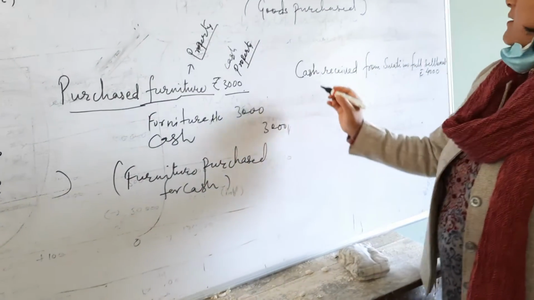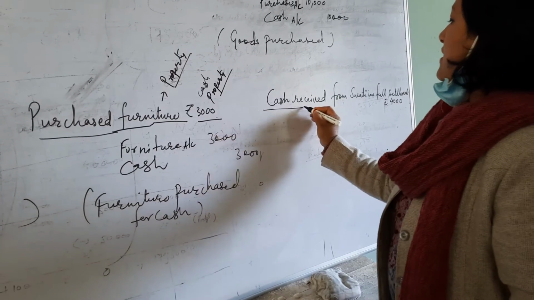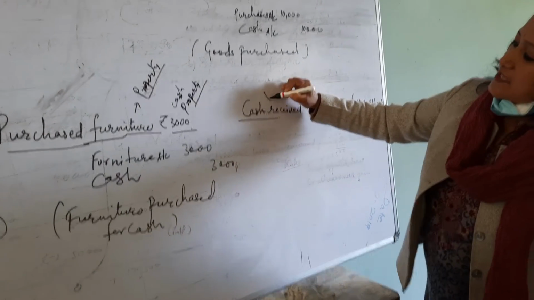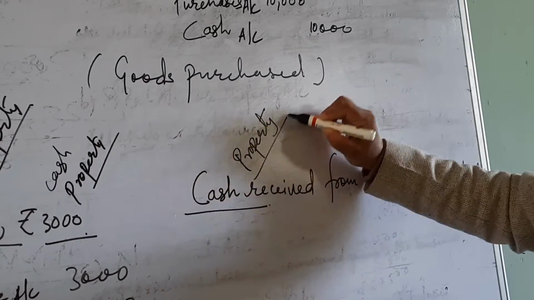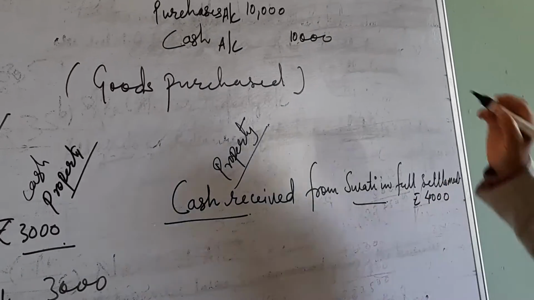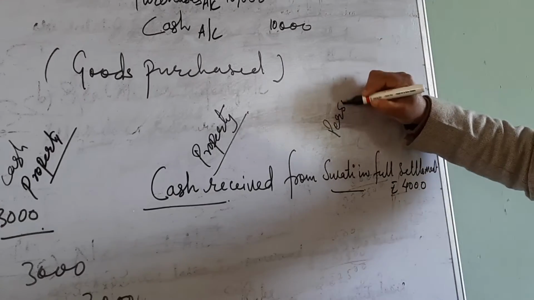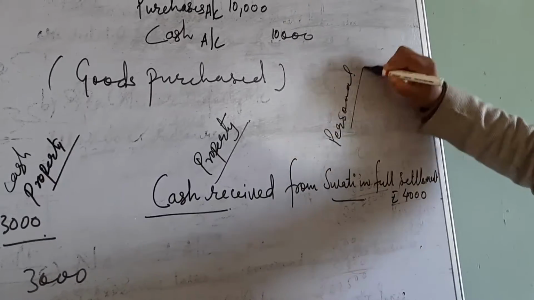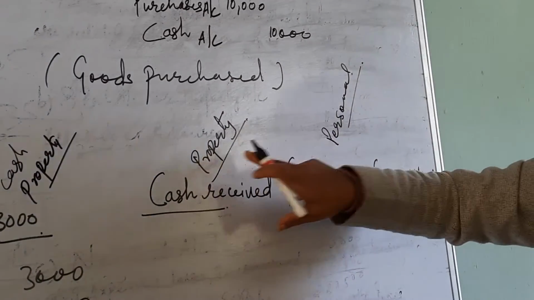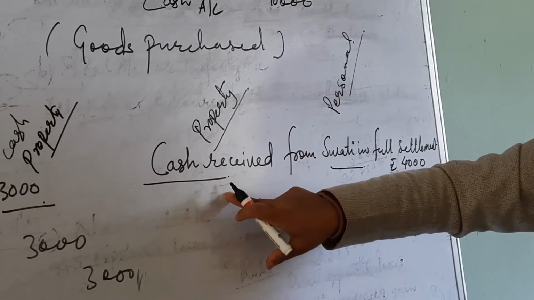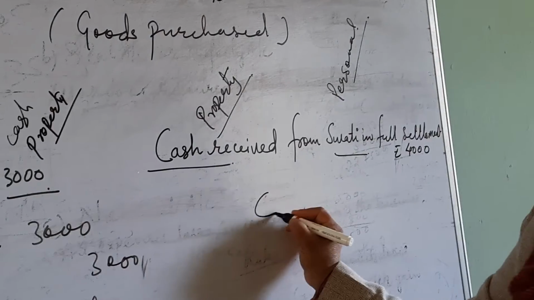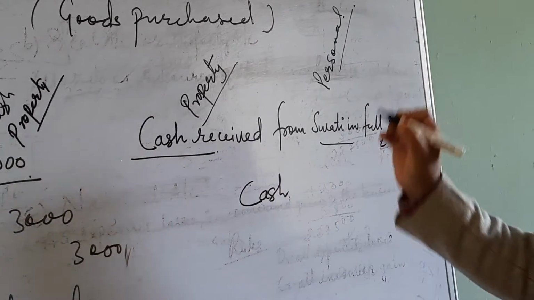Now another one, come to the point here, cash. The first one is cash. Cash means which rule? Property rule. And Swati means personal rule. What does the property rule say? Debit what comes in, credit what goes out. Does cash come in or go out here? Comes in. So the first line, the debit line, will be cash.